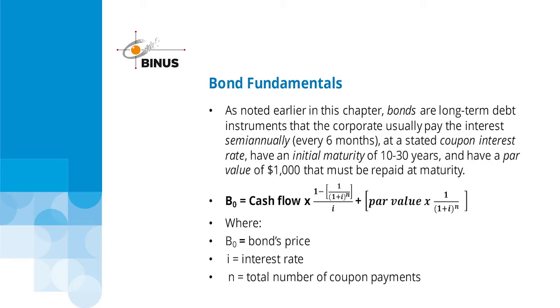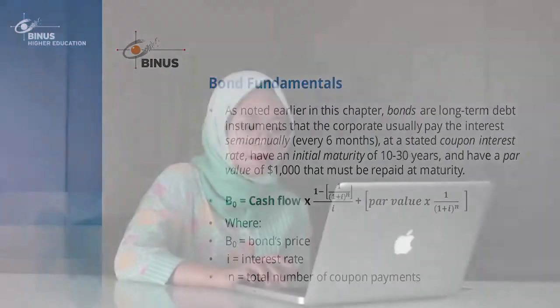Here we can see the equation to calculate the bond's price: equal to cash flow times 1 minus 1 divided by 1 plus the interest rate to the power of n, divided by the interest rate, plus par value times 1 divided by 1 plus the interest rate to the power of n.